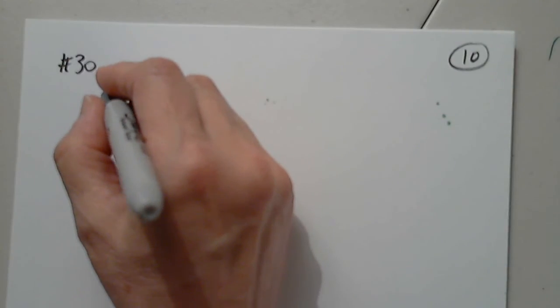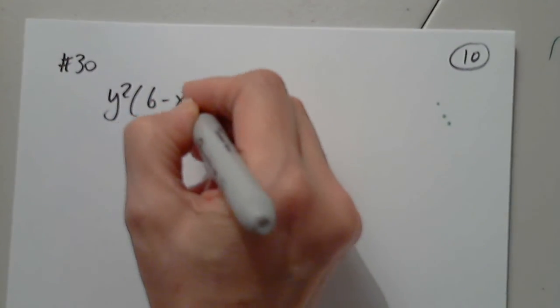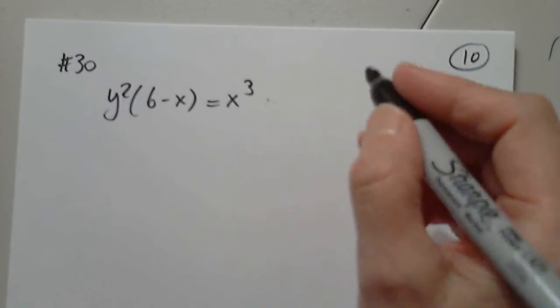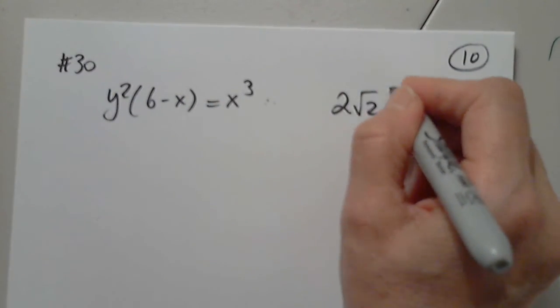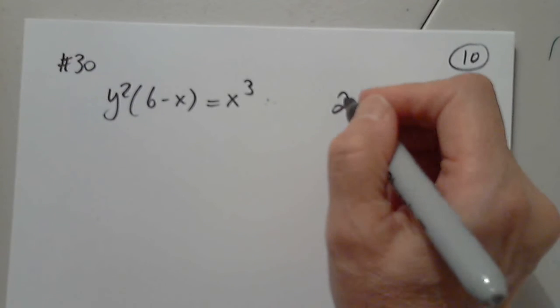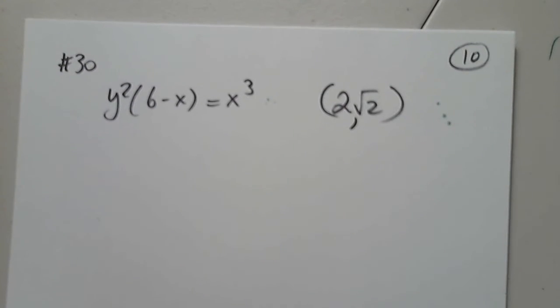20. We want to work on 20. Oh, wait, I meant to say 30. Okay, 30 is a good one. So we have y squared times (6 minus x) equals x to the third, and the point is 2 the square root of 2 comma the square root of 2. Okay.